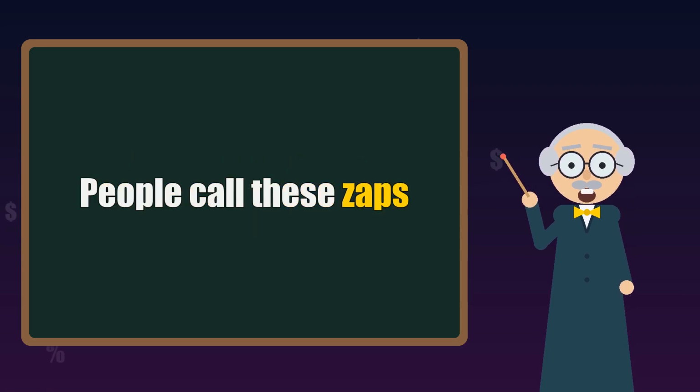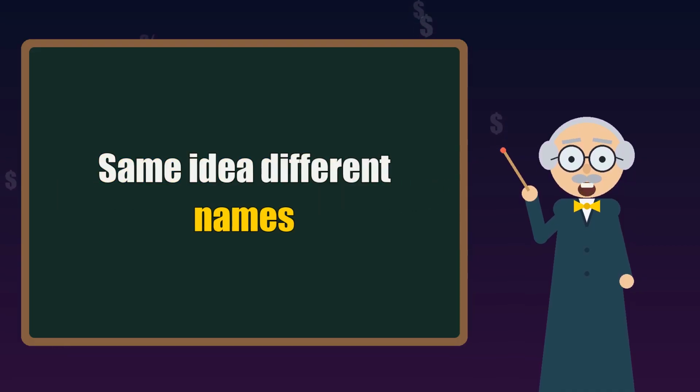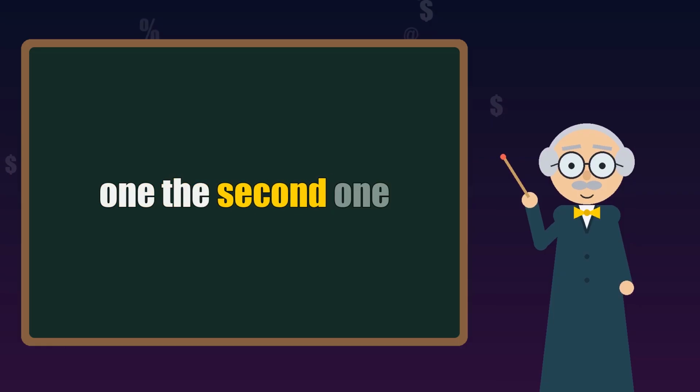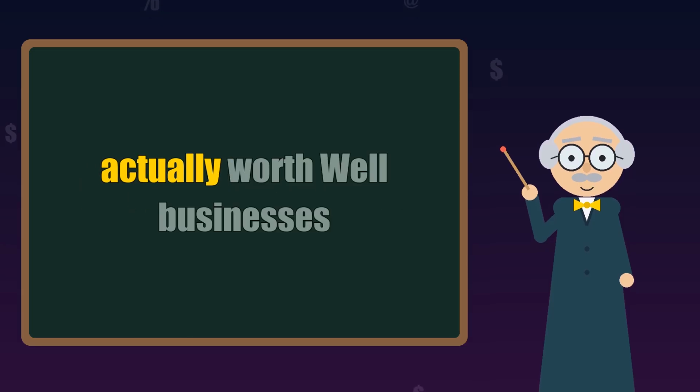People call these zaps, or scenarios, or workflows. Same idea, different names. And once you build one, the second one takes 5 minutes, because your brain finally gets it.